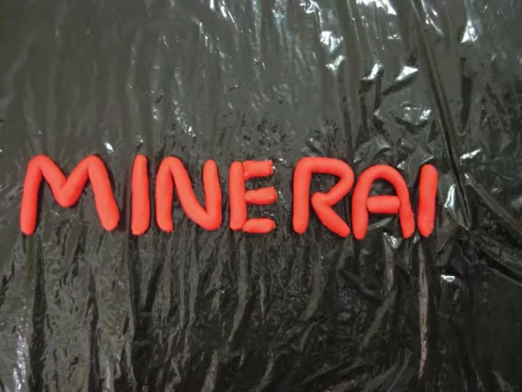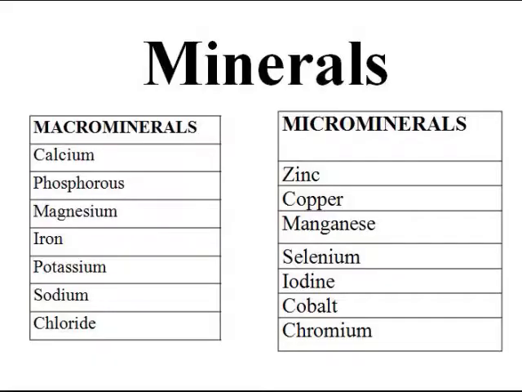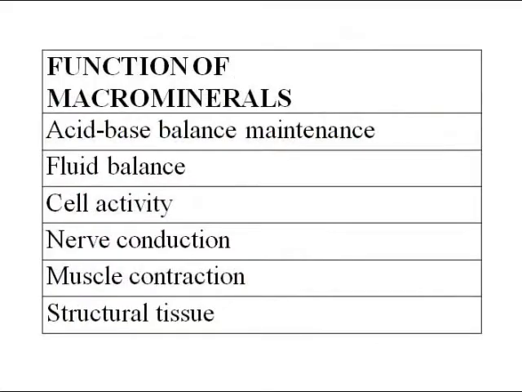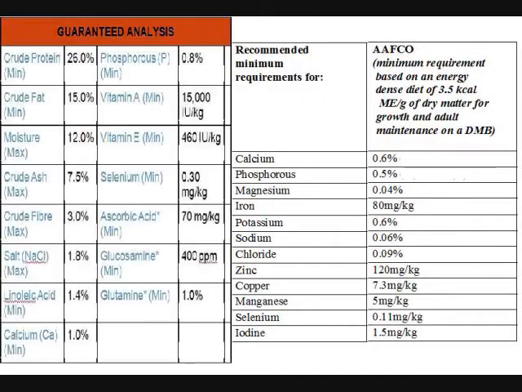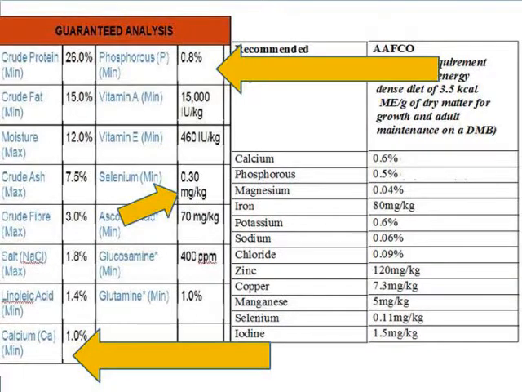Macrominerals are important for maintaining acid-base balance, fluid balance, cell activity, including nerve conduction and muscle contraction, and structural tissue. Microminerals are components of metalloenzymes controlling biochemical reactions. The minimum requirements for some of the minerals are listed. It can be seen that ProPlan contains more than the minimum requirements for these minerals.